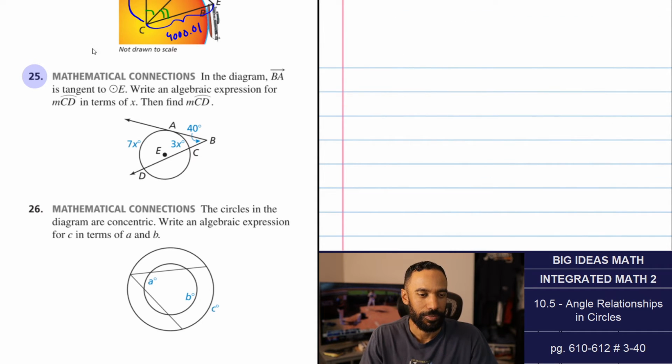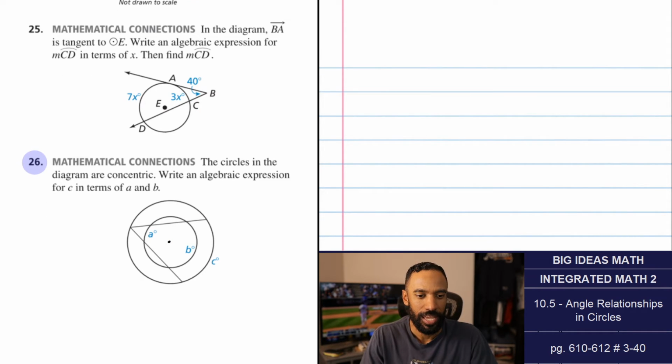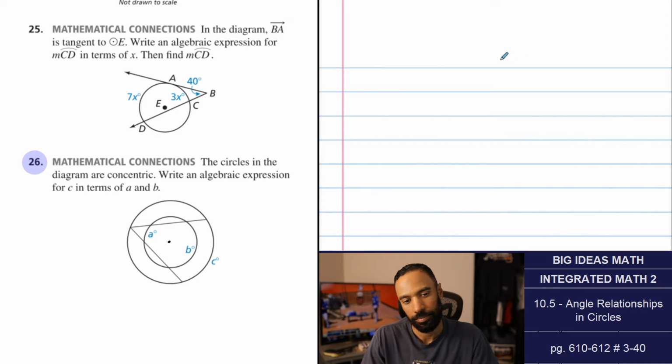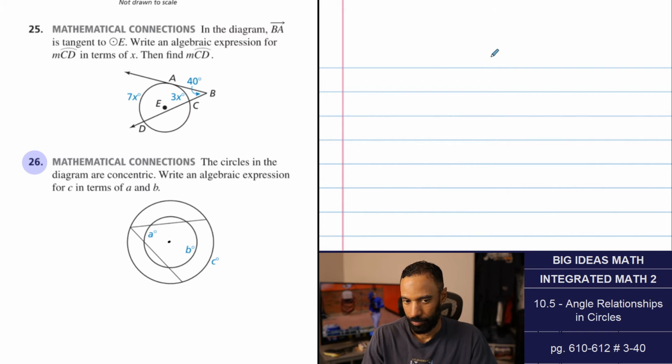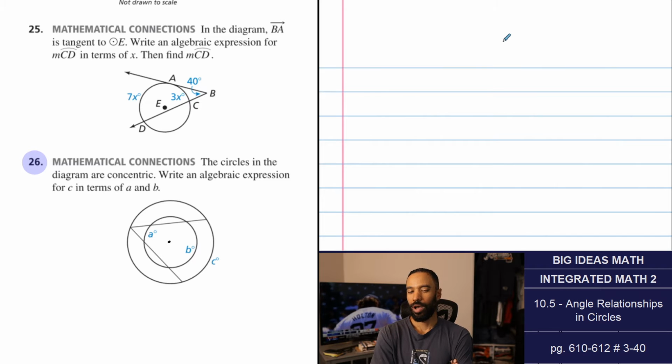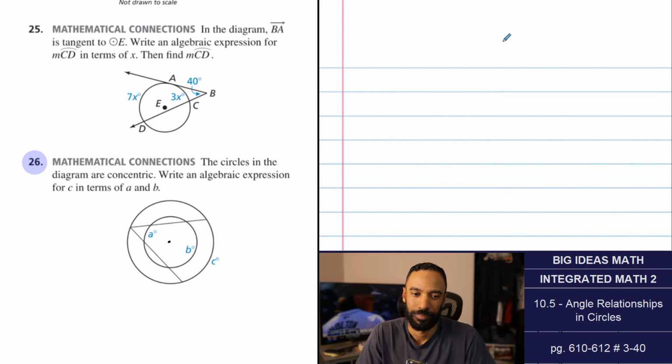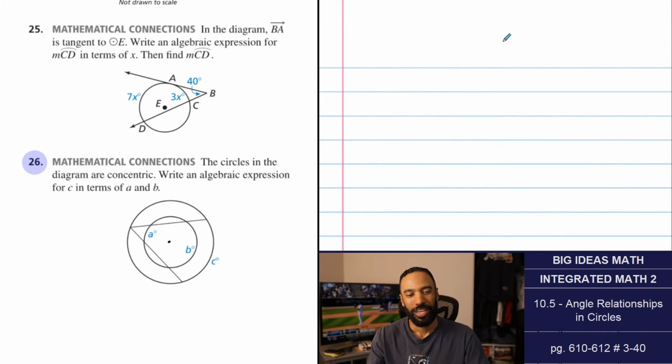All right, number 26. Mathematical connections. The circles in the diagram are concentric. That means they share the same center. Obviously different sizes. Write an algebraic expression for C in terms of A and B. Well, here... Oh, never mind. I was going to say C should be the same as B, but that's actually not the case. It's not a central angle.